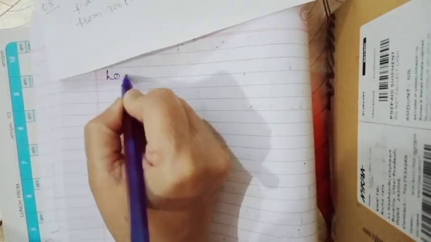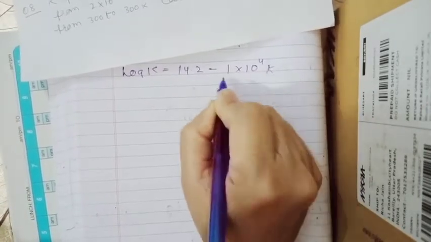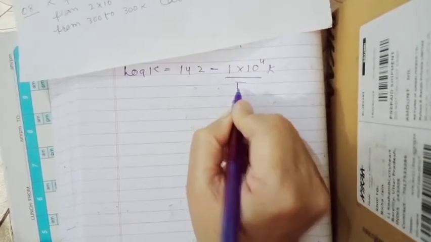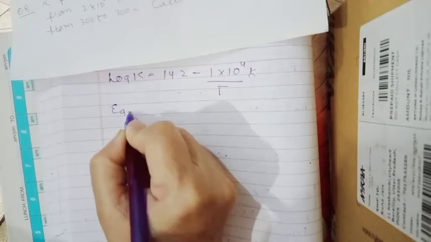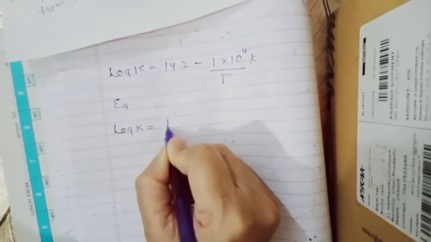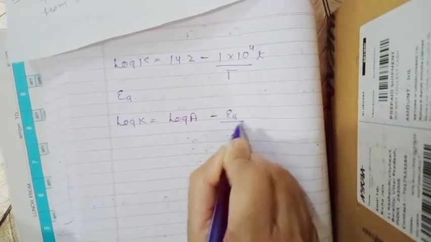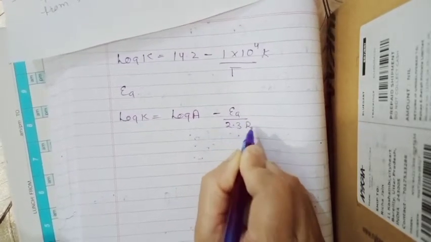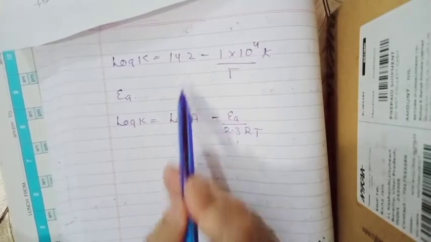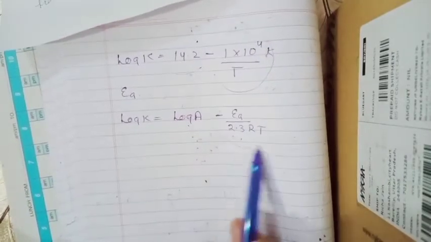So in this case, log K is given. Log K is equal to 14.2 minus 1 into 10 raised to power 4 K divided by temperature. And you have to calculate activation energy. According to Arrhenius equation, log K is equal to log A minus EA divided by 2.3 RT. So that means 14.2 is the value of log A, and this is equal to this quantity.